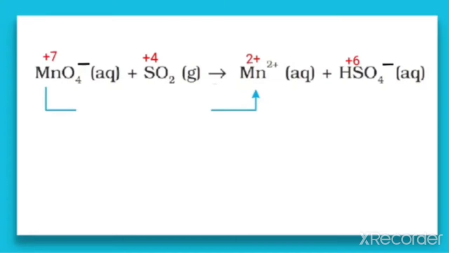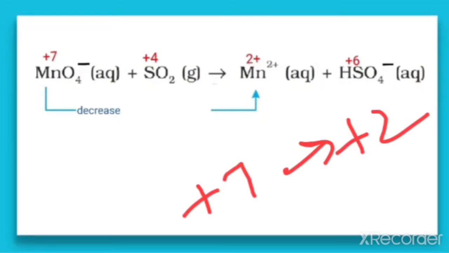The oxidation state of Mn is changing from +7, this value, to +2, that is from left hand side to right hand side. The oxidation number for Mn is changing from +7 to +2. That means it is a decrease in the oxidation number, the value is decreasing. If the value is decreasing, that is nothing but called reduction. The oxidation number is decreasing, therefore it is a reduction reaction.